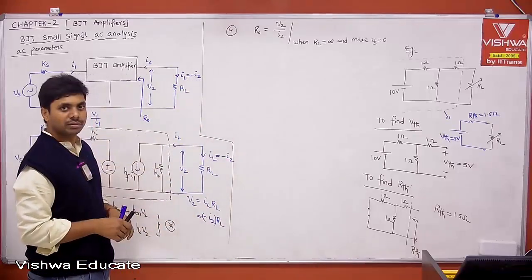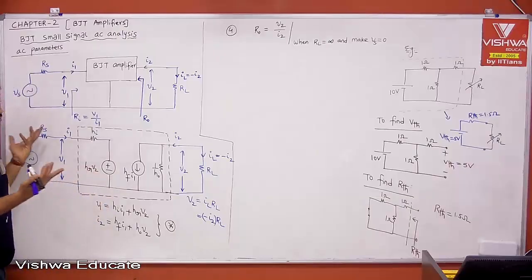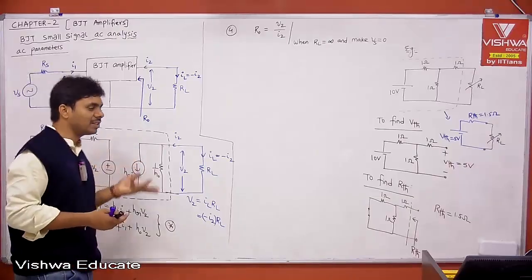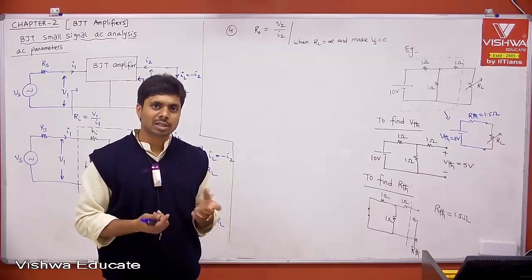Exclude the load, right? The impedance seen from the output port when Vs is 0. Therefore, what is your R0? R0 is nothing but R Thevenin, right? Therefore, indirectly we are calculating R Thevenin. That is nothing but your output impedance.